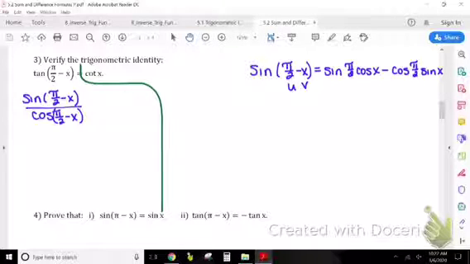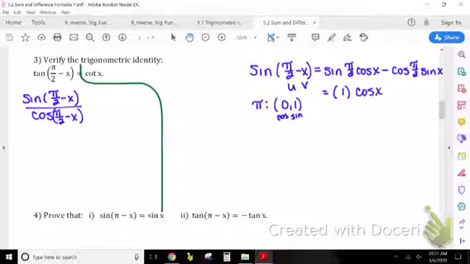Now, the only angle we actually have there is pi over 2, isn't it? So that's the only one I'm really going to be able to replace anything for. But what is our ordered pair at pi over 2? It's up at the top. It's 0, 1. So here's my cosine, and here's my sine, right? So what is sine of pi over 2? Times cosine of x. Minus, what's cosine of pi over 2? 0.